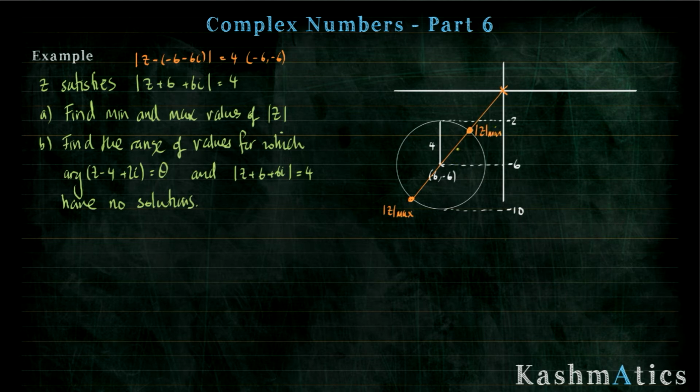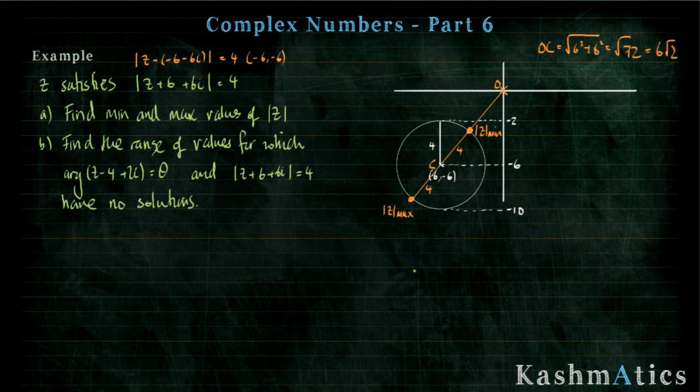Okay, now these distances here are both 4 because that's the radius of the circle. So what I need to do is work out the distance from the center to the origin. And I can do that using Pythagoras, okay, because this is 6, OC will equal the square root of 6 squared plus 6 squared, which is root 72, which is 6 root 2.